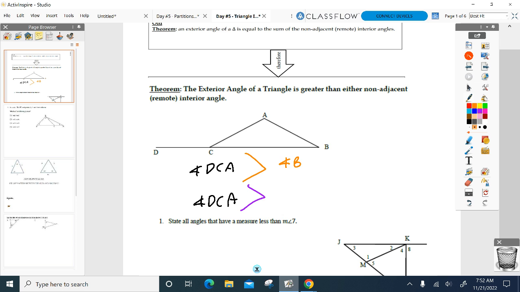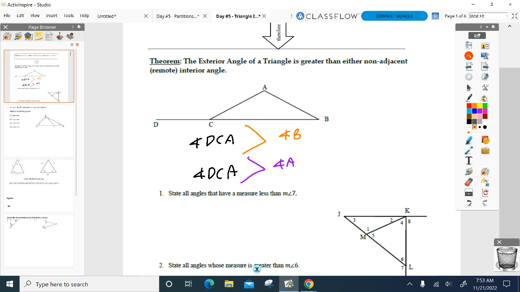Angle A. What you cannot say is that angle DCA is bigger than the one next to it. I have no idea. You don't know that either. We can only say that it's bigger than either of the two remote interiors. I cannot say it's bigger than the one next to it. No, we have no idea. I know they add up to 180, but I have no idea which one's bigger. We're not going to go by the looks. We are right on this exterior angle theorem before we apply it.